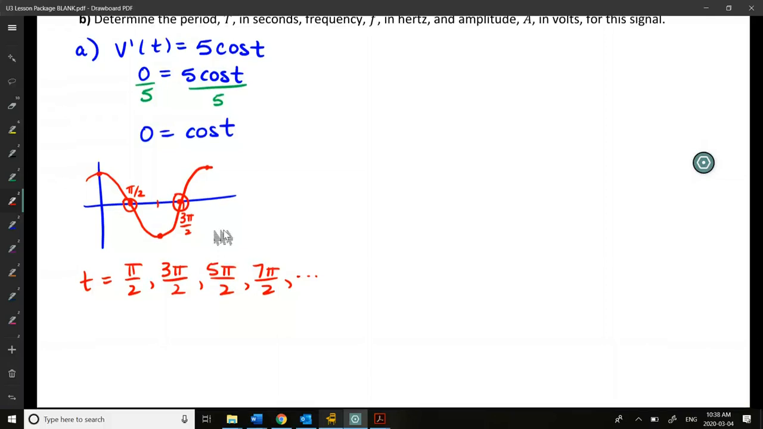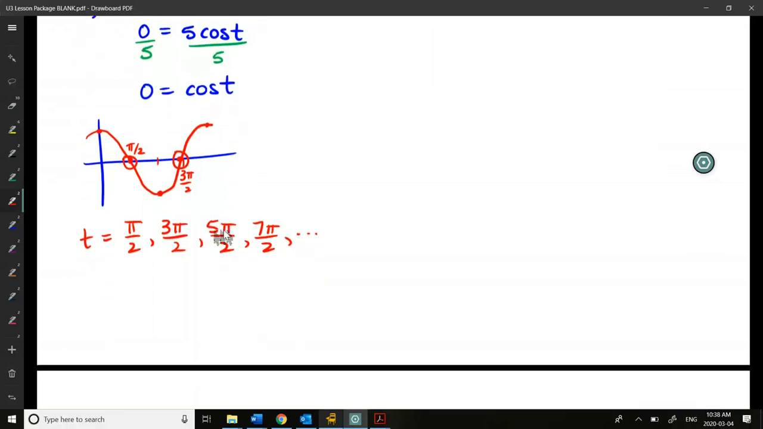So we have a couple options at this point. I can figure out which of these are maxes and which of these are mins by doing like a first derivative sign chart. I can do a second derivative test and check concavity. I could also just calculate the voltage and see which one's higher. So let's just try that.